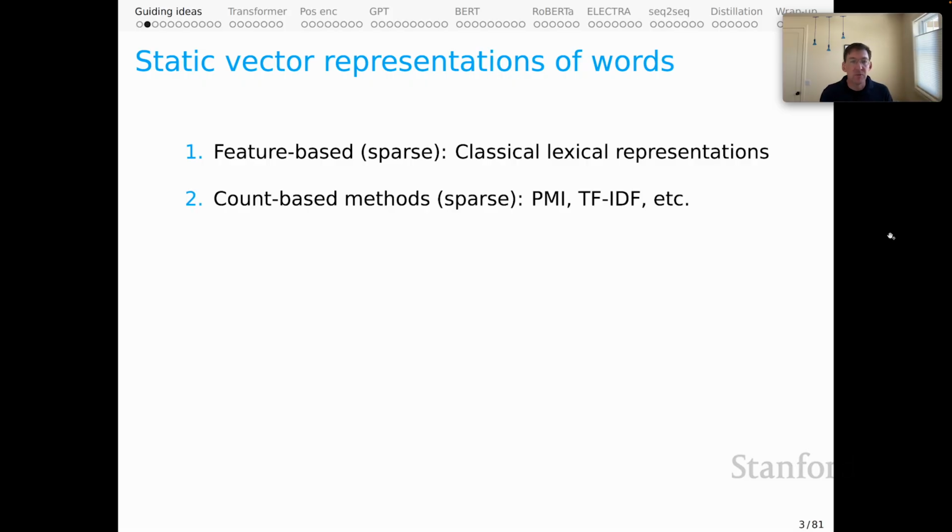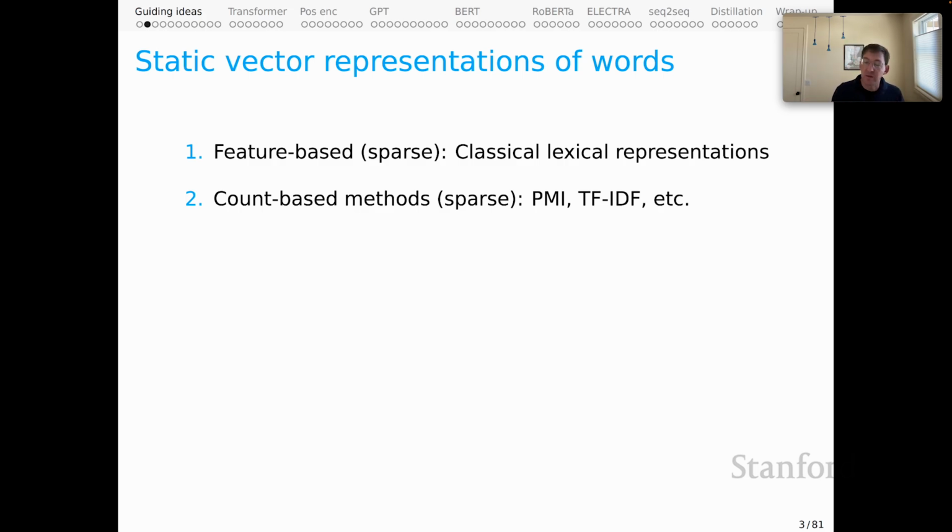In the next phase, we have count-based methods. This is the introduction of the distributional hypothesis. I'm thinking of methods like point-wise mutual information and TF-IDF, term frequency, inverse document frequency, a classic from information retrieval that we'll visit a bit later in the course. For these methods, we begin from some kind of count matrix. So typically for PMI, it would be a word-by-word matrix where the cells in that matrix capture the number of times that each word co-occurs with the other words in our corpus. For TF-IDF, it would probably be a word-by-document matrix, and now we're capturing which words appear and with what frequency in all the documents in our corpus.